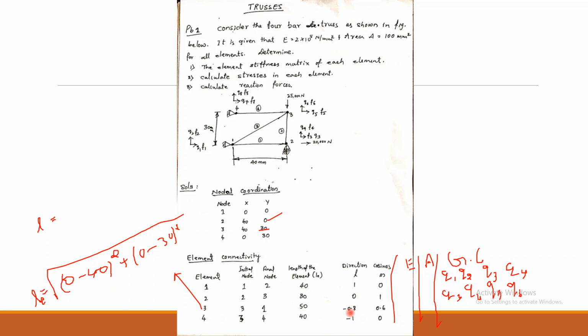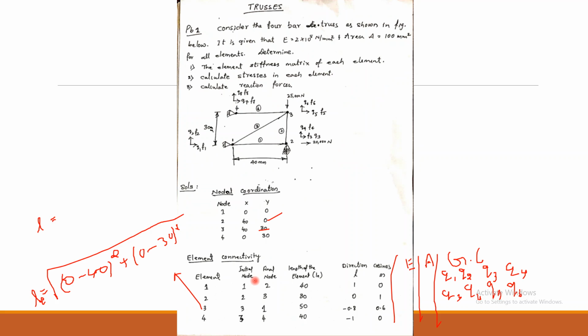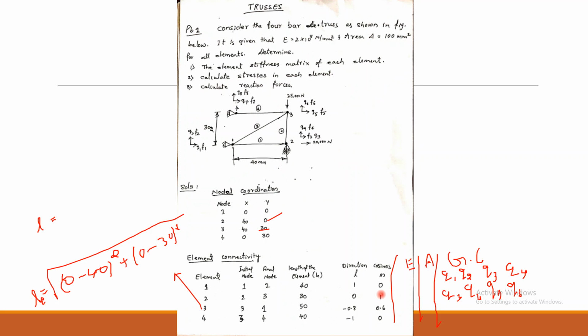And let us look into these quantities, direction cosines L and M. So for element 3, final node is 1, initial node is 3. Therefore L equals x1 minus x3 divided by length of element, 0 minus 40 divided by 50, and the value becomes minus 0.8. And M is equal to y final minus y initial, that is y1 minus y3 divided by length of element, 0 minus 30 divided by 50, that equals minus 0.6. So these two values you enter here.